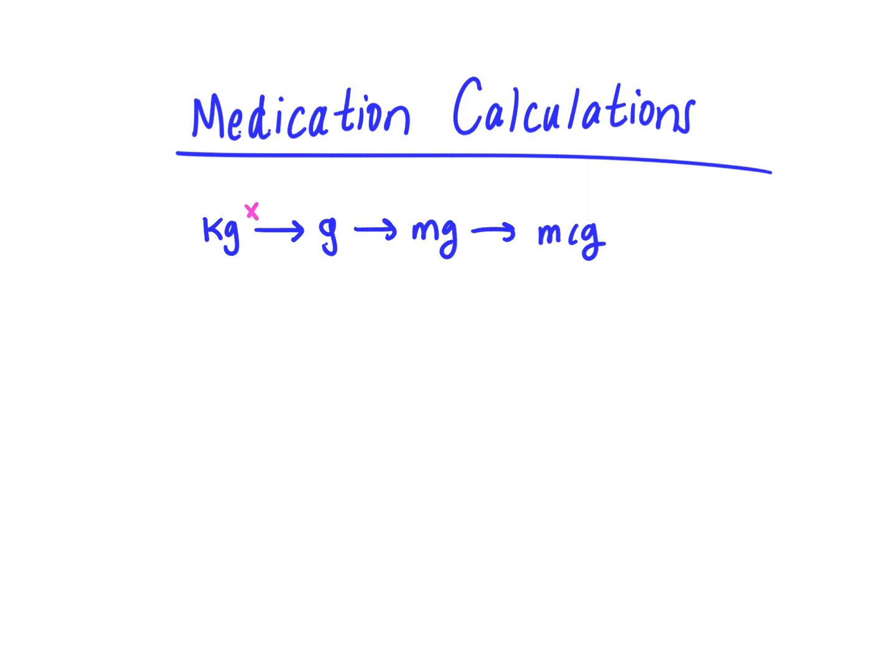Now, what we want to do to get the kilograms to grams is multiply by 1,000. There are 1,000 grams in 1 kilogram, 1,000 milligrams in 1 gram, and 1,000 micrograms in 1 milligram.